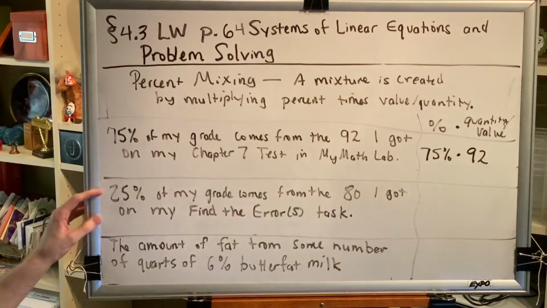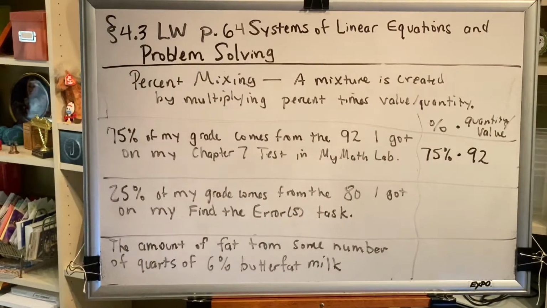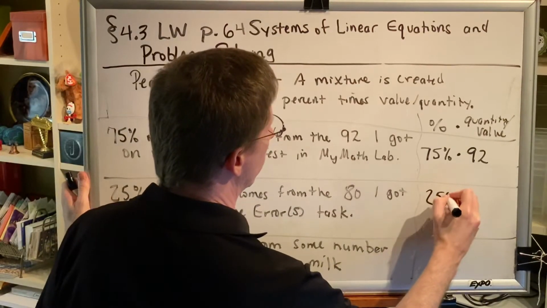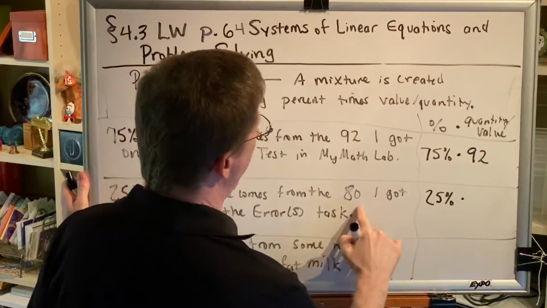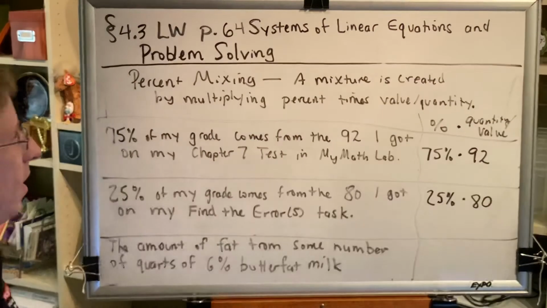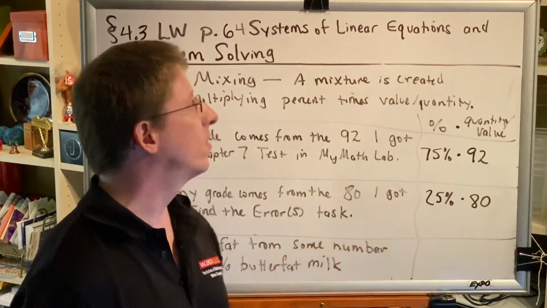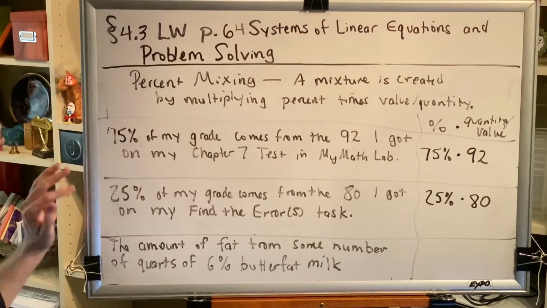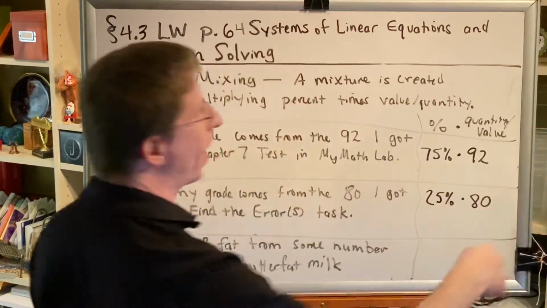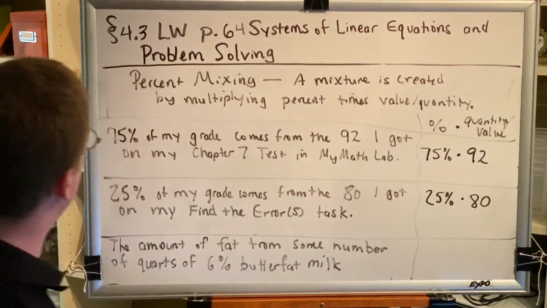All right, how about the 25% of my grade that comes from the 80 I got on my Find the Errors task? Well, that's 25% multiplied by the value or quantity, which is the 80 that I got. And again, you can convert this percent to a decimal. 0.25 times 80 would be the number of points that you got from that part of your test. And if you take this number of points and this number of points and you add it together, then that gives you a weighted average, which is your test score for that particular test.